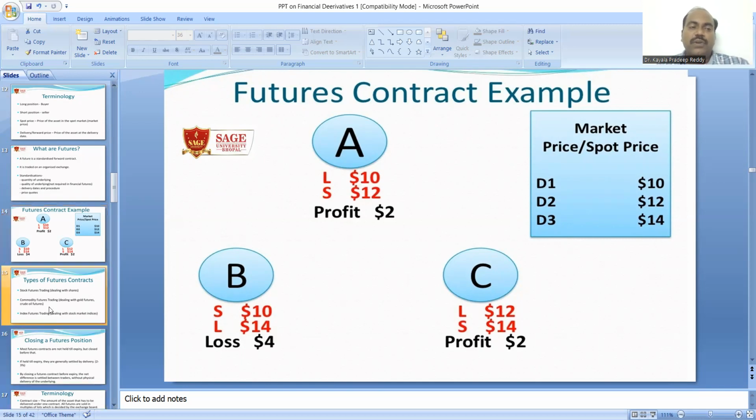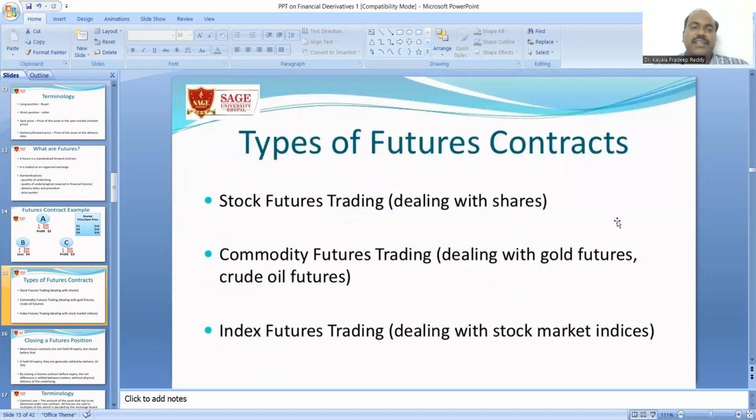And next, let us see what are the types of futures contracts. The first one is stock futures trading, which deals with shares; commodity futures trading, dealing with gold futures, crude oil and other commodities; and index futures trading, dealing with stock market indices. As index futures are very important and crucial in futures contracts, the majority of investors deal with index futures because it is very simple to understand and to enter into the contract and come out of the contract with a profit.